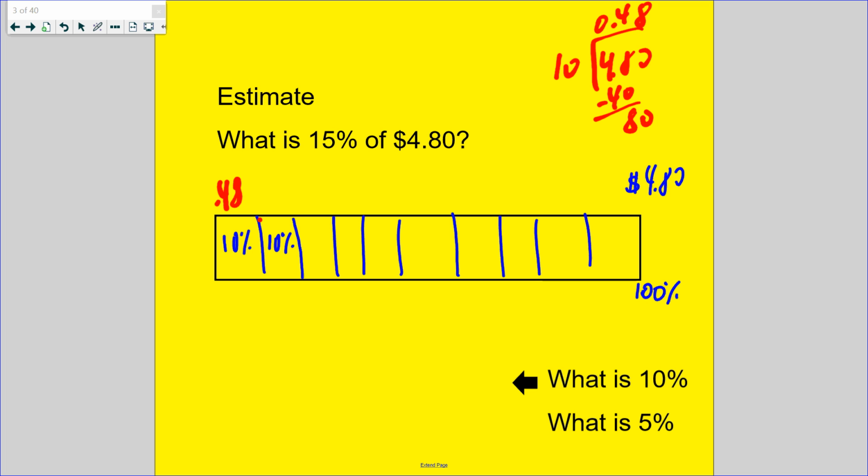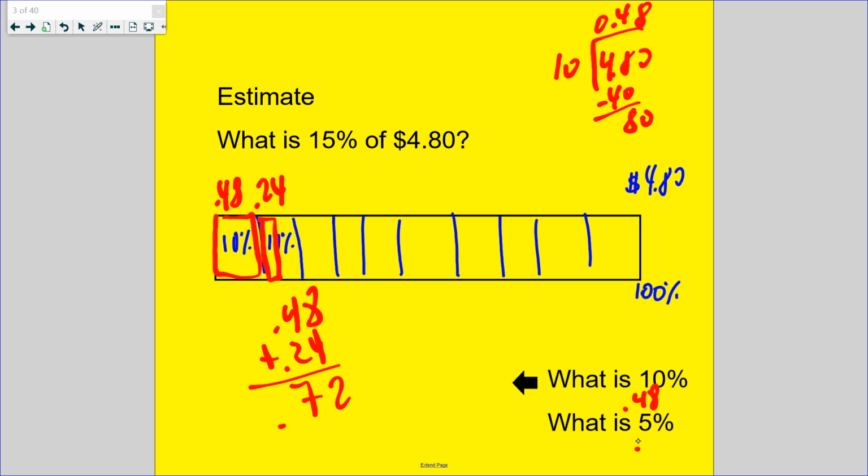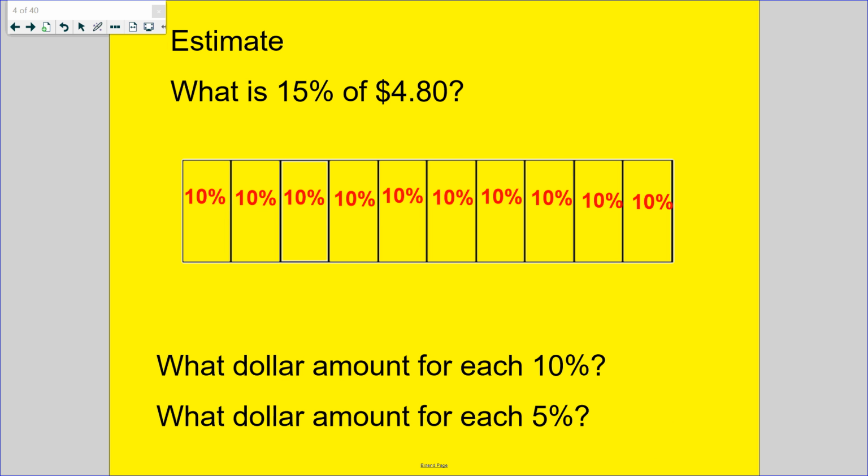But what if it's 5%? What is the relationship between 5% and 10%? 5% is half. So what's half of 48? 24 cents. So 10% is 48 cents, 5% is 24 cents. 48 cents plus 24 cents adds up to 72 cents. So what is 10%? 48 cents. What is 5%? 24 cents. So 15% is 72 cents. That's how I did it.